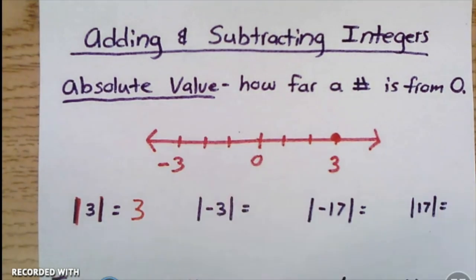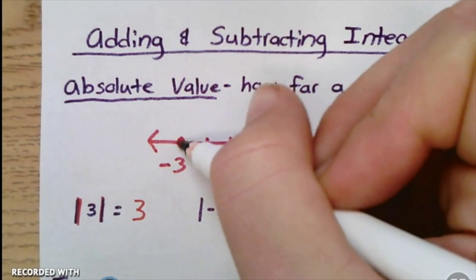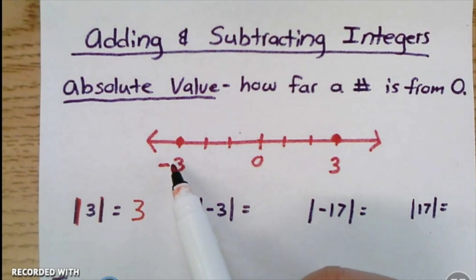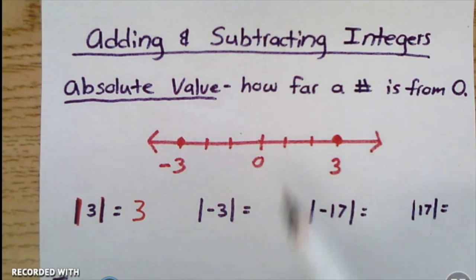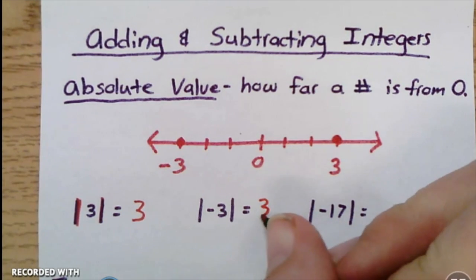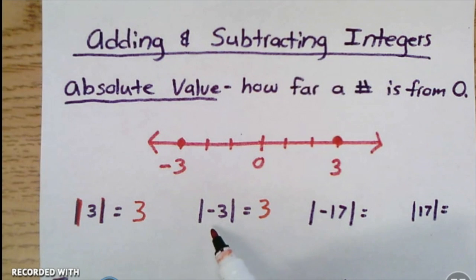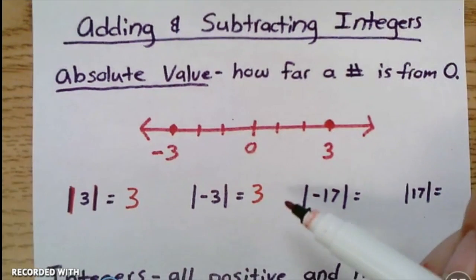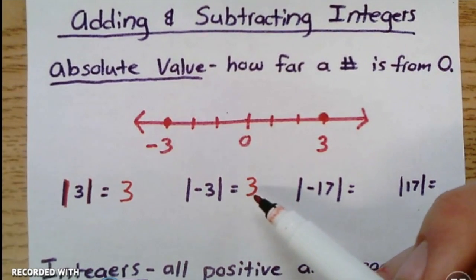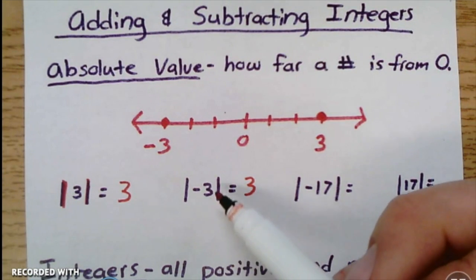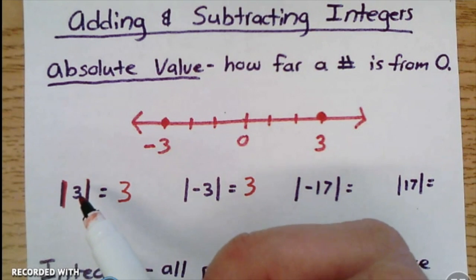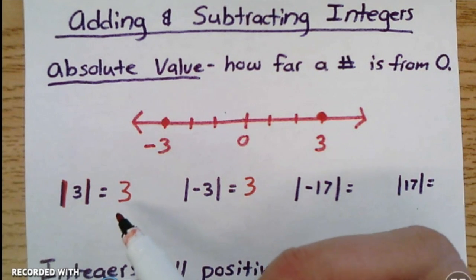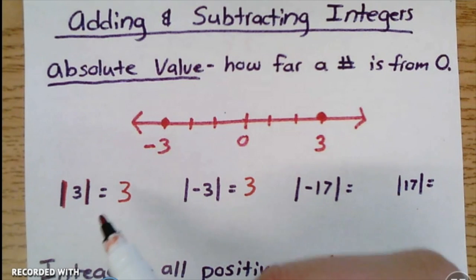Now, what about the negative 3? Well, over here, I've got negative 3. How many spaces is negative 3 from 0? It's 1, 2, 3. So the absolute value of 3 and of negative 3 are both 3. I've seen a lot of students think that absolute value means the opposite. So when they see the absolute value of negative 3, they put 3. But when they see the absolute value of 3, they put negative 3. And that would be wrong because it's asking how far from 0 it is.